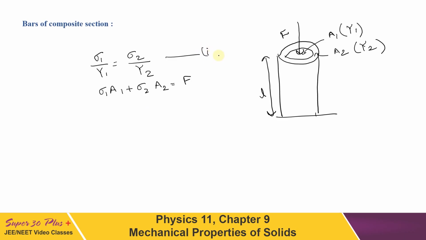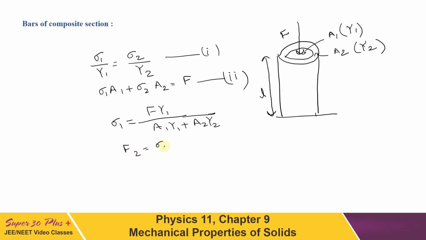Now if I solve these two equations 1 and 2, we can write sigma 1 will be equal to F Y1 upon A1 Y1 plus A2 Y2, and load supported by outer section F2 can be written as sigma 2 A2, that will be having value F Y2 A2 upon A1 Y1 plus A2 Y2.